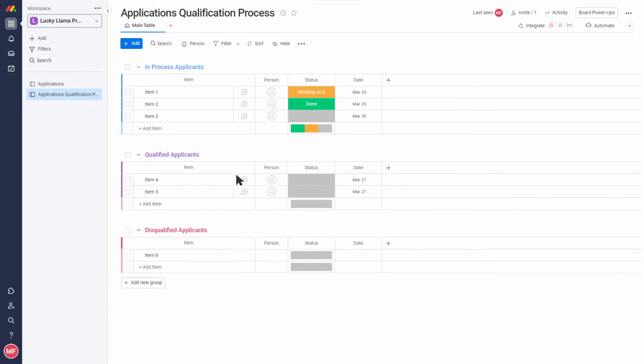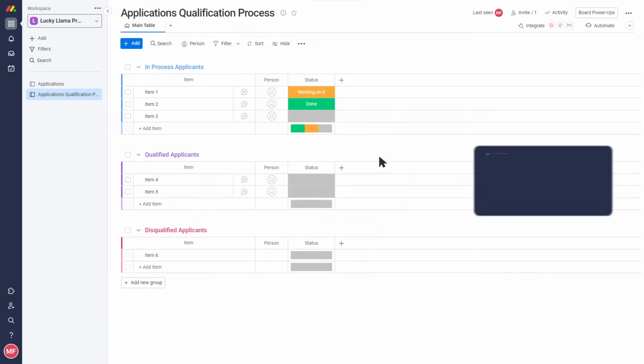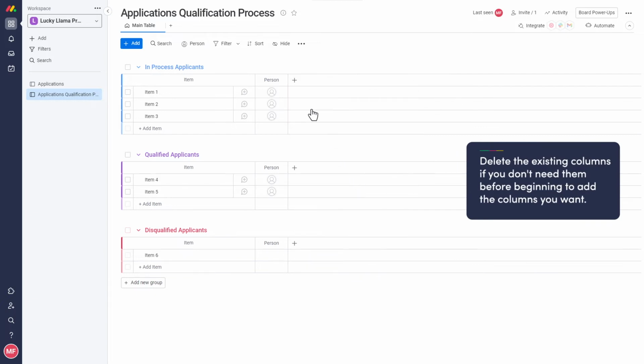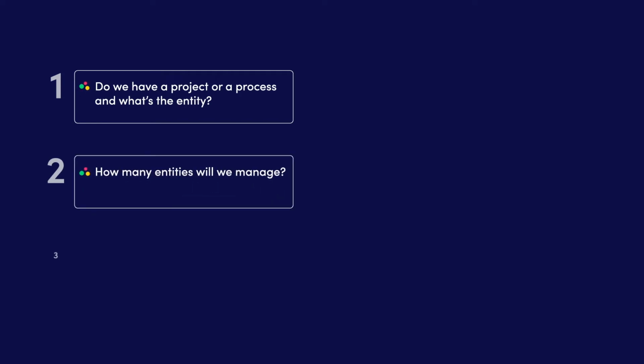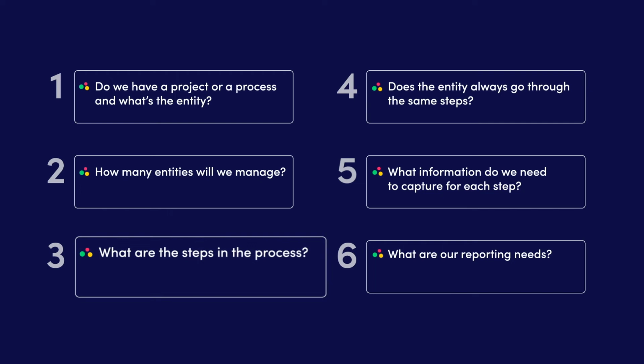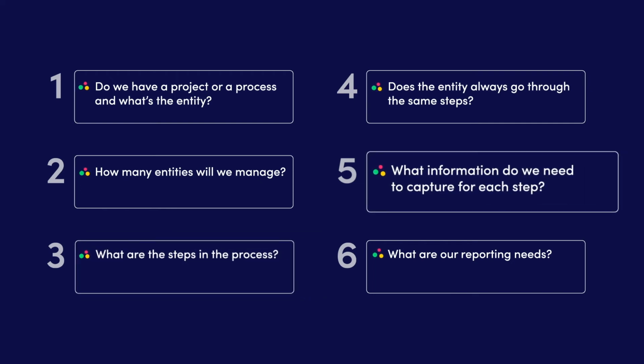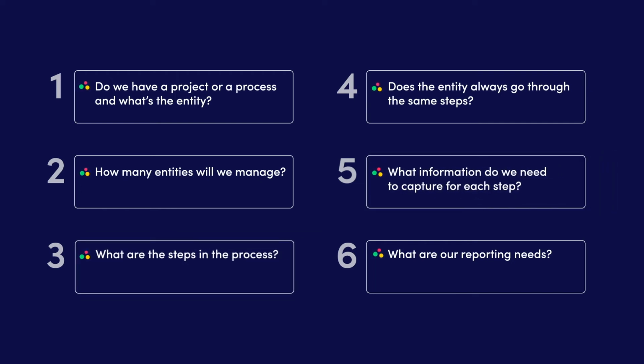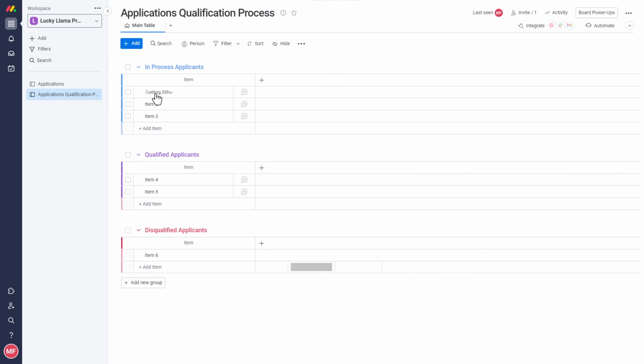Moving on to the columns, which will be the steps in the process. Remember the key questions where we defined the steps in Patricia's process and the information which she needs to collect at each stage? That's going to be helpful for determining which columns we need on our board. Let's add some names of applicants who are entering the qualification process. We can fill in some data in the columns representing each step to show how the board will look once Patricia starts working with it.